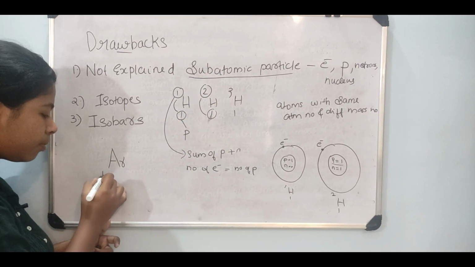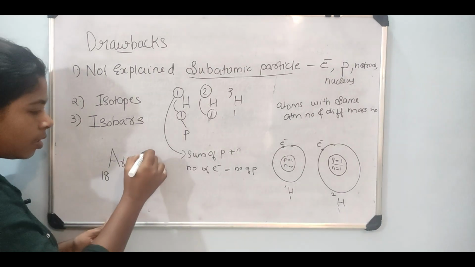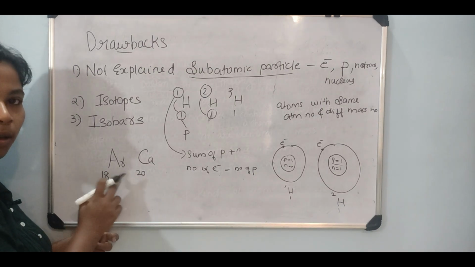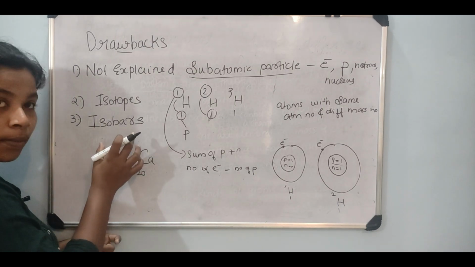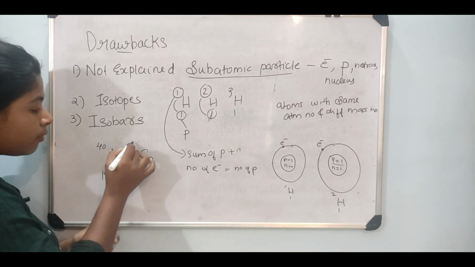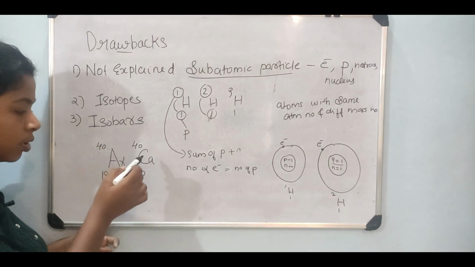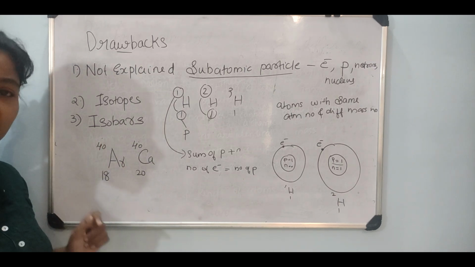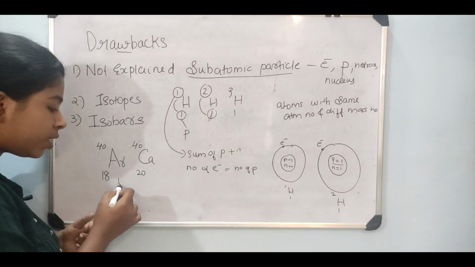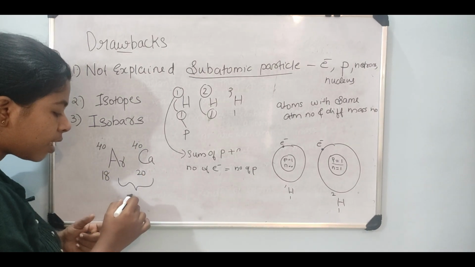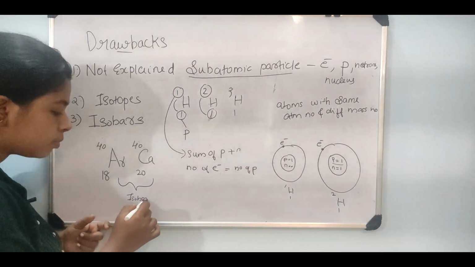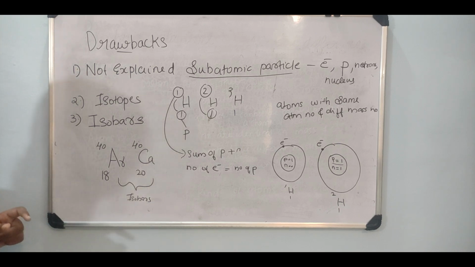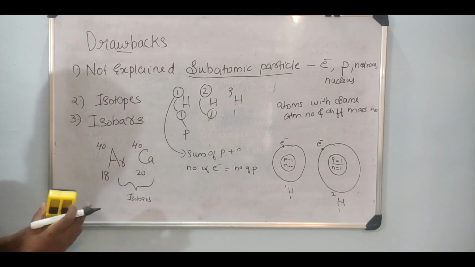Example, what is the atomic number of argon? 18. What is the atomic number of calcium? 20. See, different atomic number. Now the mass number is 40 for both. Here the atomic number is different but the mass number is the same. Such kinds of atoms are known as isobars. So his theory was not able to explain isotopes and isobars.